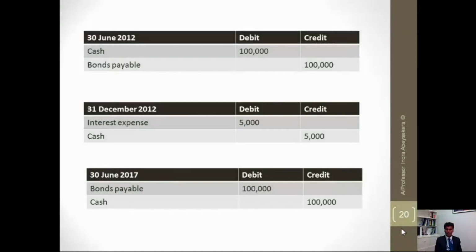At the end of the first year, the interest that has to be paid based on the settlement value is 5%, 100,000 times 5%, which is 5,000. Debit interest expense 5,000, and credit cash 5,000.